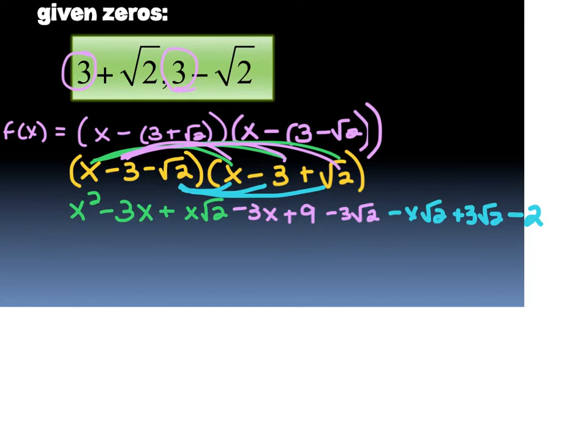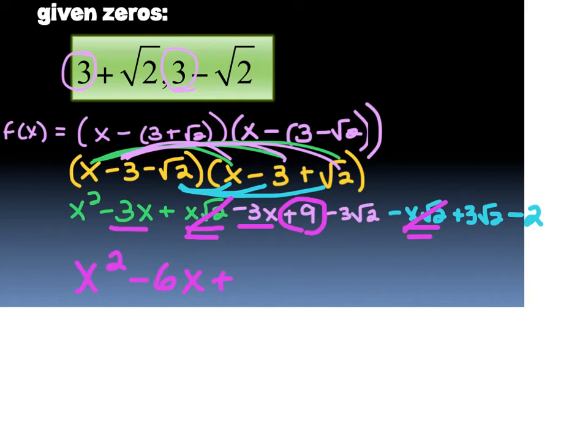Now go through, combine your like terms. There's only 1x squared. There's a negative 3x and negative 3x. So that's a negative 6x. There's a positive x root 2 and a negative x root 2. Those are going to cancel out.